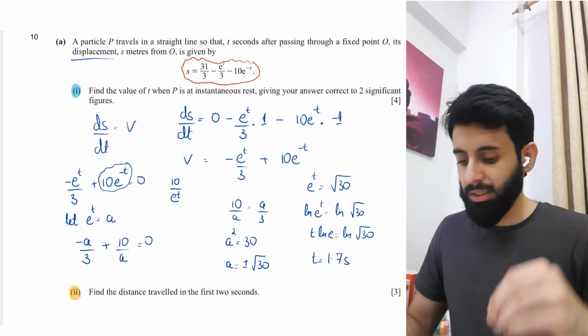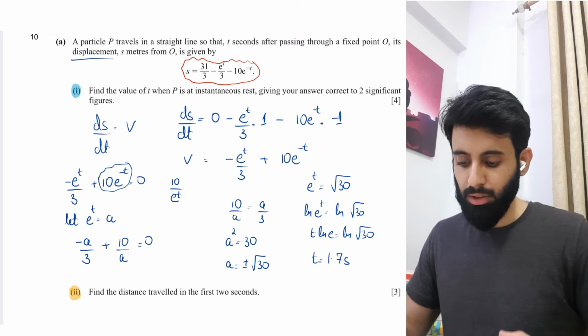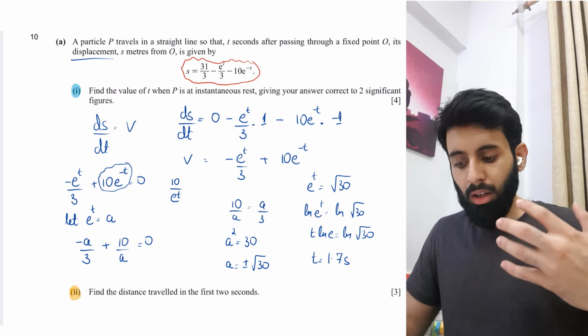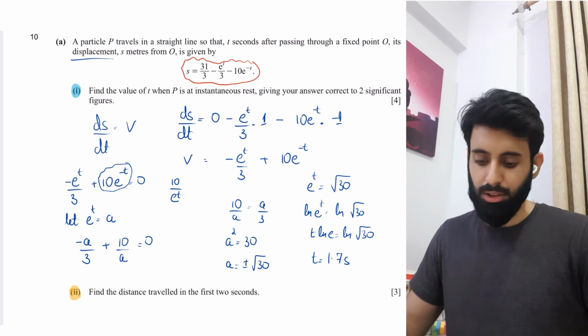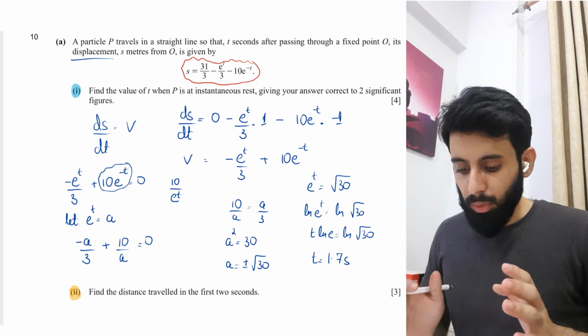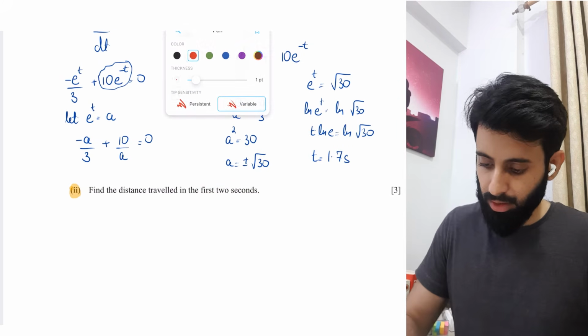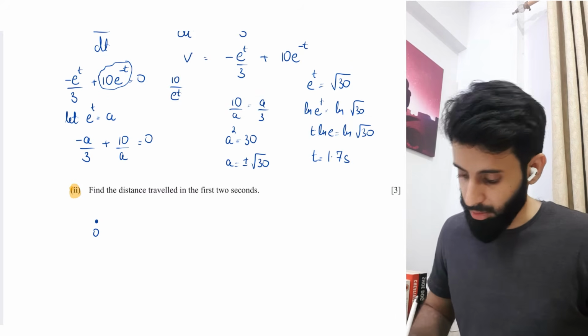Now, remember, there is a rule that whenever the velocity is equal to 0, from that point onwards, the object travels in the opposite direction. Or rather, whenever the velocity is equal to 0, it is because the object has turned. So what I need to do now is break this journey down. So right here is the starting point. I'm going to call this O.